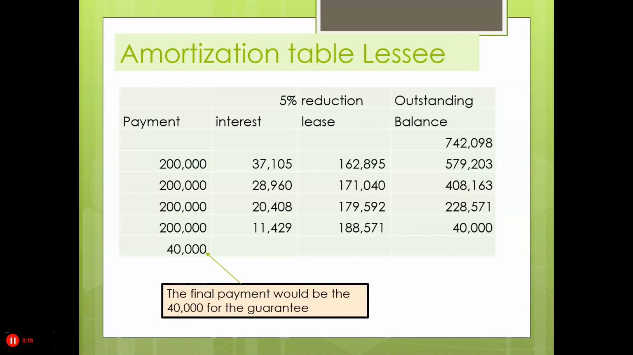Now, here is an amortization table. So every time a $200,000 payment is paid by the lessee, they're going to record interest expense. For the first one, the portion is going to be $37,105, and the amount that reduces the lease liability will be $162,895. And each time you go to figure that out, you're going to take the balance in the account times the interest rate, and that will tell you how much is going to be the interest expense. So the last payment should be the $40,000 for the guarantee.